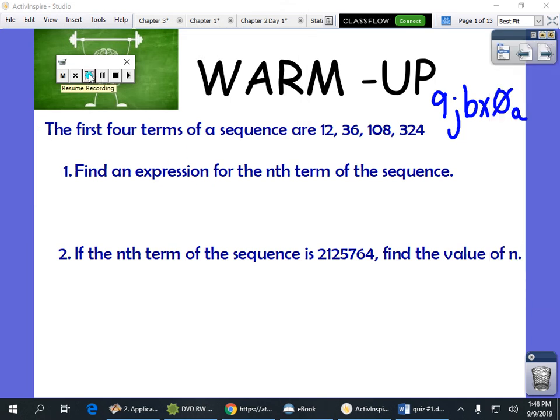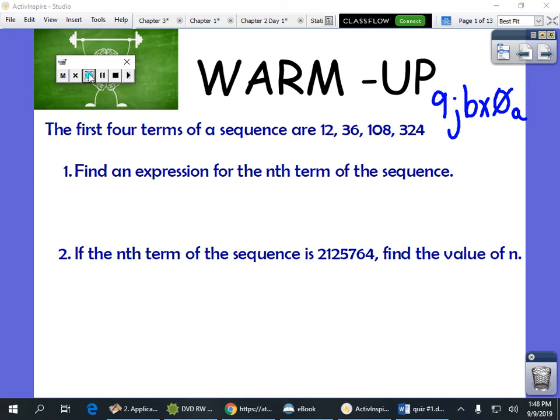Okay, the first four terms of a sequence are 12, 36, 108, and 324. What's the first thing you can tell me? It's geometric. How did you know it was geometric? Multiplying by 3. Okay? Does anyone have their little paper, their little cheat sheet for how to write an equation that is geometric?